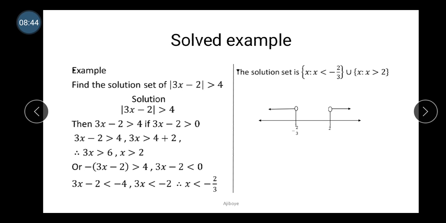Or minus, open bracket, 3x minus 2, close bracket, greater than 4, so that 3x minus 2 is less than 0. 3x minus 2 is less than minus 4 when you multiply both sides by minus. And then 3x less than minus 4, such that x less than minus 2 over 3. Therefore, the solution set is x such that x is less than minus 2 over 3 union x such that x is greater than 2. And then we take the union of the two solution sets.